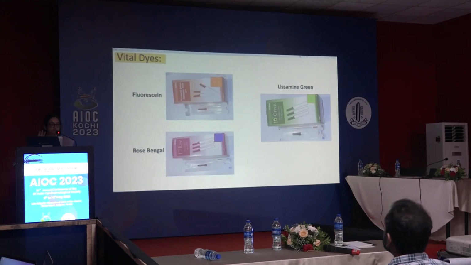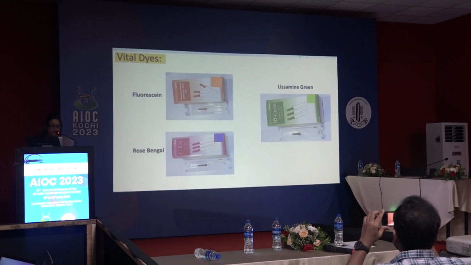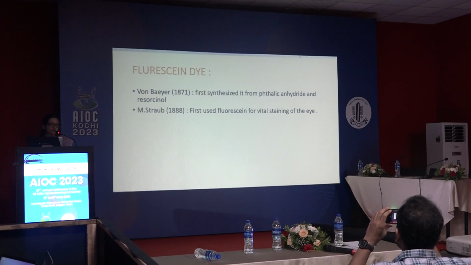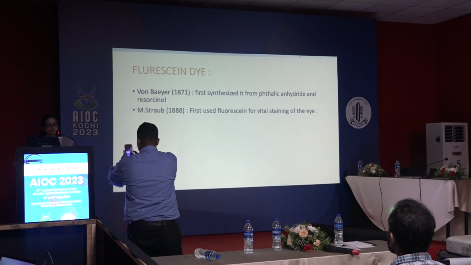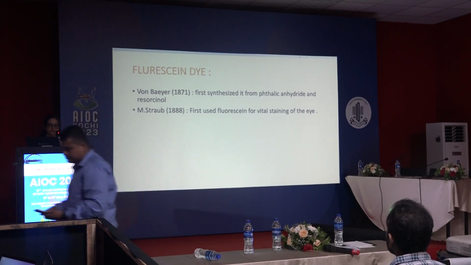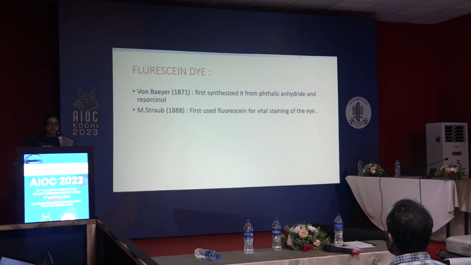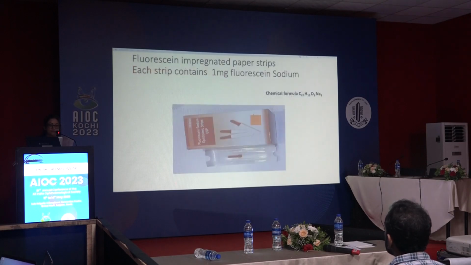Now next, there are three vital dyes which you use to stain the ocular surface, out of which the fluorescein dye is the most commonly used dye since the 19th century. It was von Baeyer in 1871 who first synthesized it from phthalic anhydride and resorcinol. But actually it was M. Straub in 1888 who used fluorescein dye for the first time for vital staining of the eye. So these two people you should always remember.